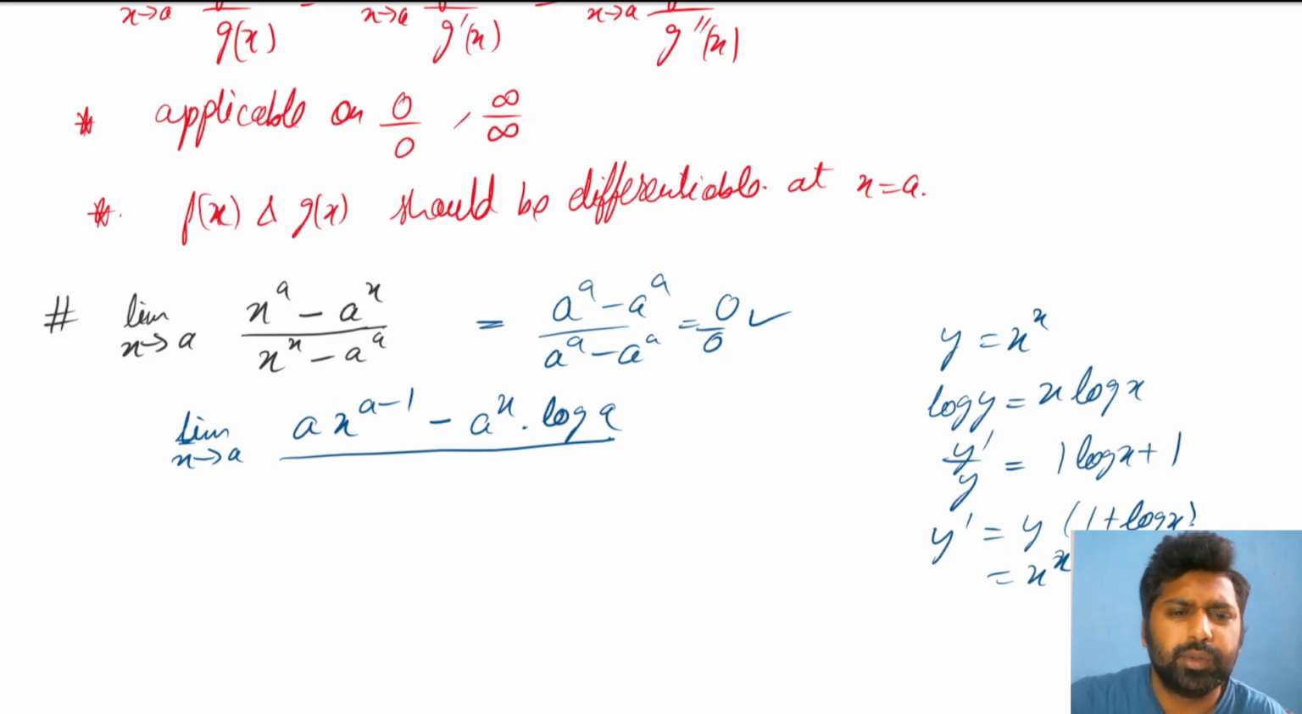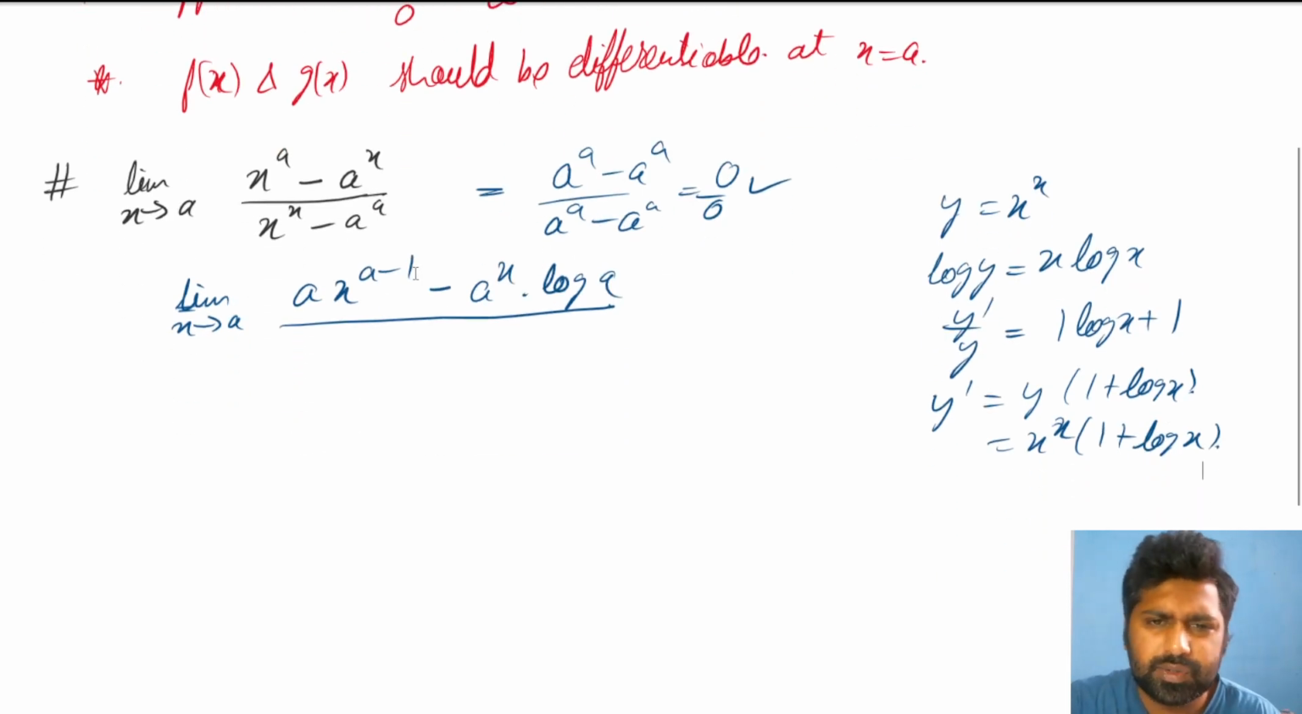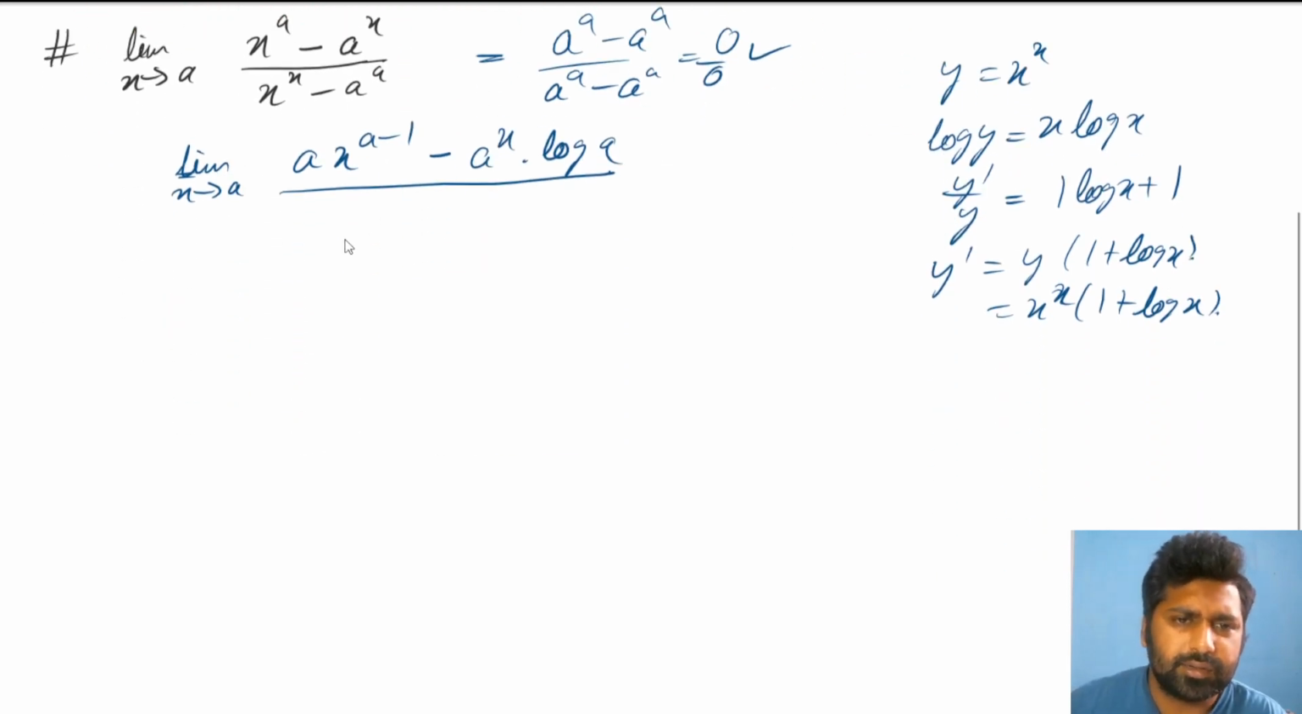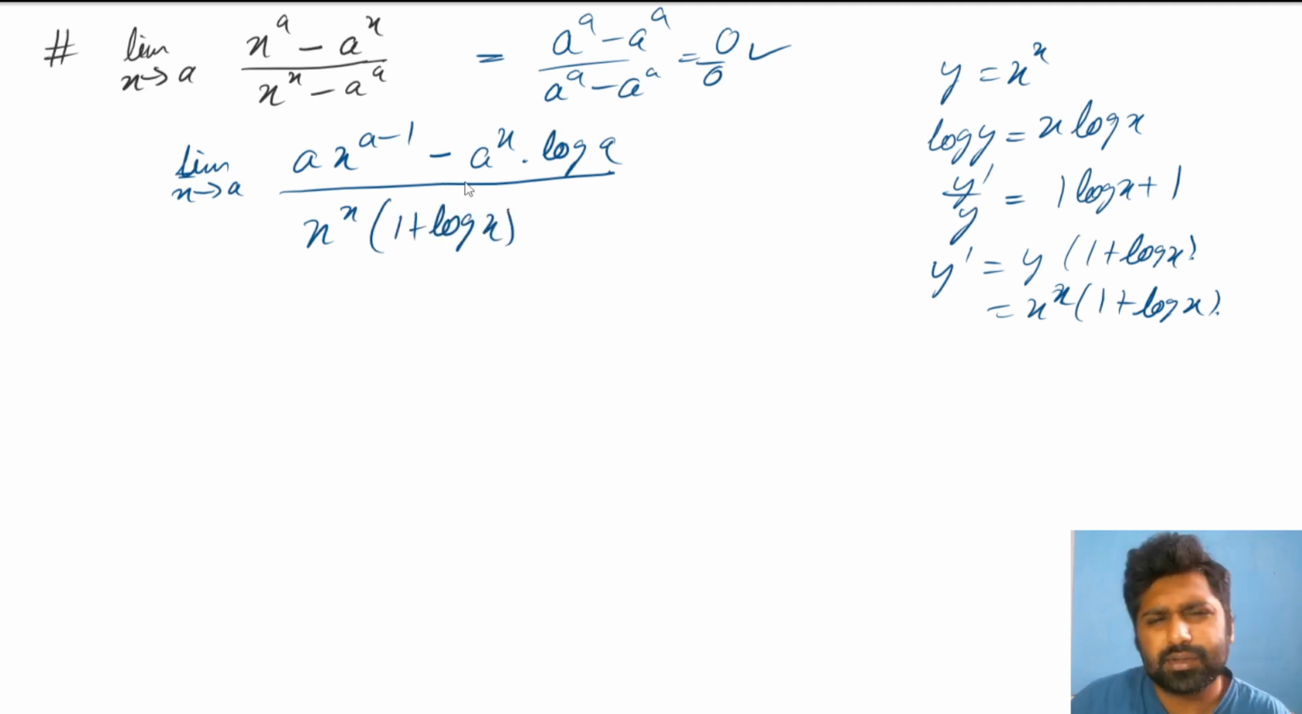Okay, so whenever you have slightly complicated differentiation, you can solve them separately. So write down here, this is x raised to power x now, so the differentiation is x raised to power x only, times (1 plus log x). And now a raised to power a is constant. Sorry, a is constant, so a raised to power a is also a constant. That means the differentiation is 0. Okay.